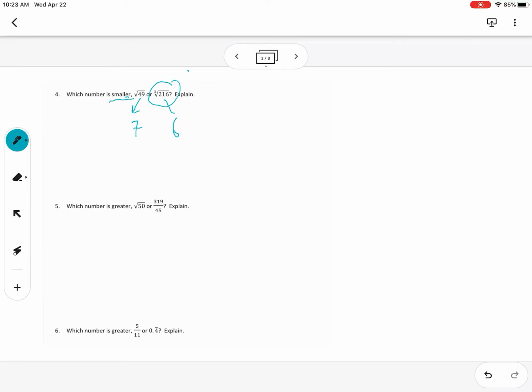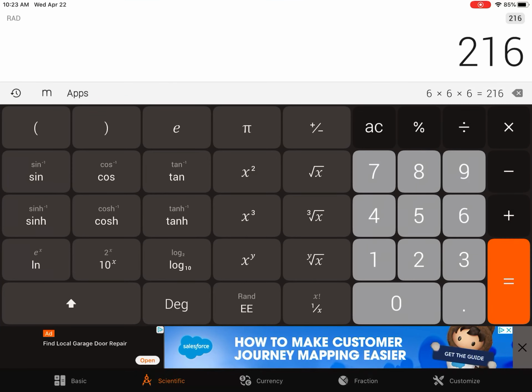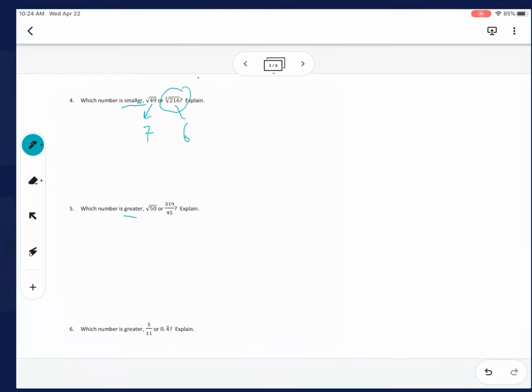Let's go down here. The square root of 50, or which one is greater this time, not smaller? Is it the square root of 50, or is it 319 divided by 45? Well, let's check. Clear that out. 50, and then the square root button. And so this gets me a non-terminating number, an infinite number. So for now, I'm going to truncate it to the thousandths place. So I'm going to write down 7.071.